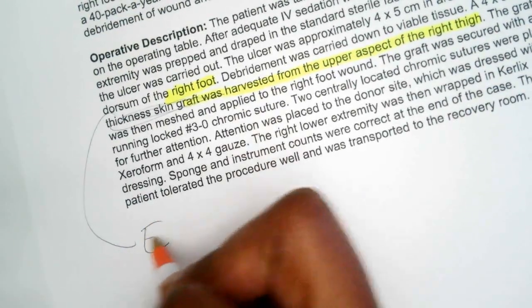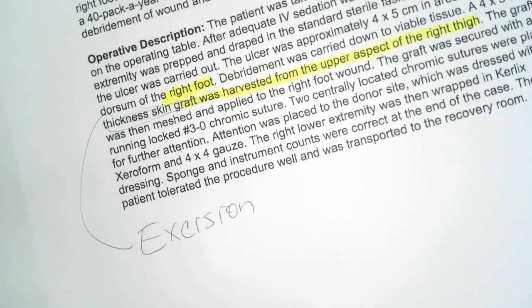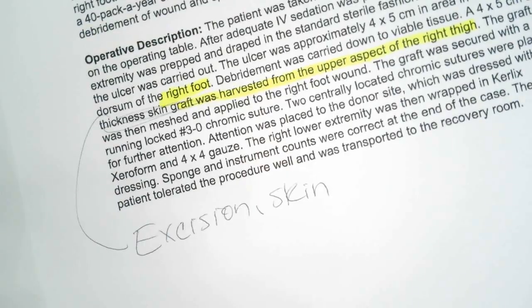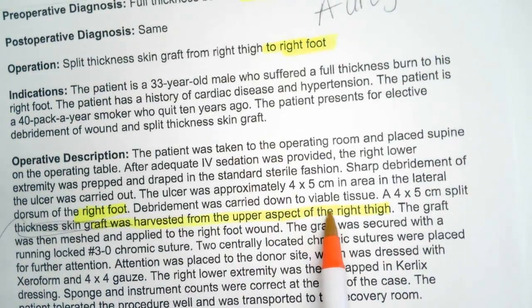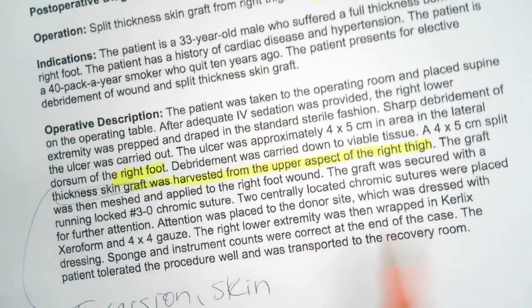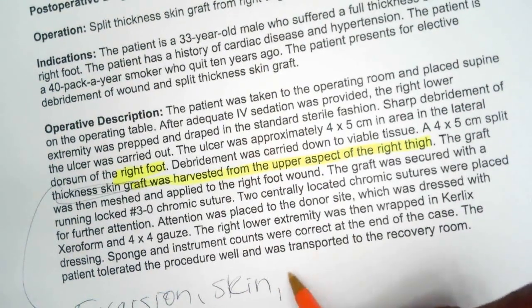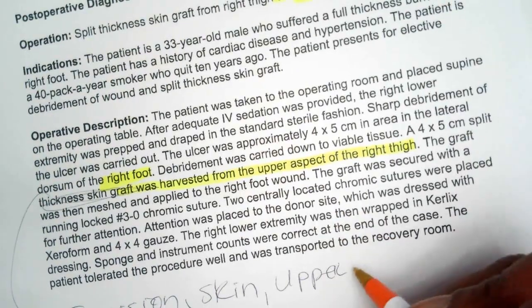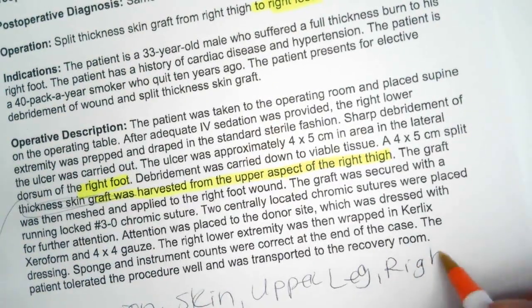So what's the root operation for that? Taking out part of a body part. So it's an excision. And it was an excision of the skin. And where? Remember they said it was the upper aspect of the right thigh. So it was excision, it was skin, and it's the right thigh. So that's actually the upper leg, and it was the right side.